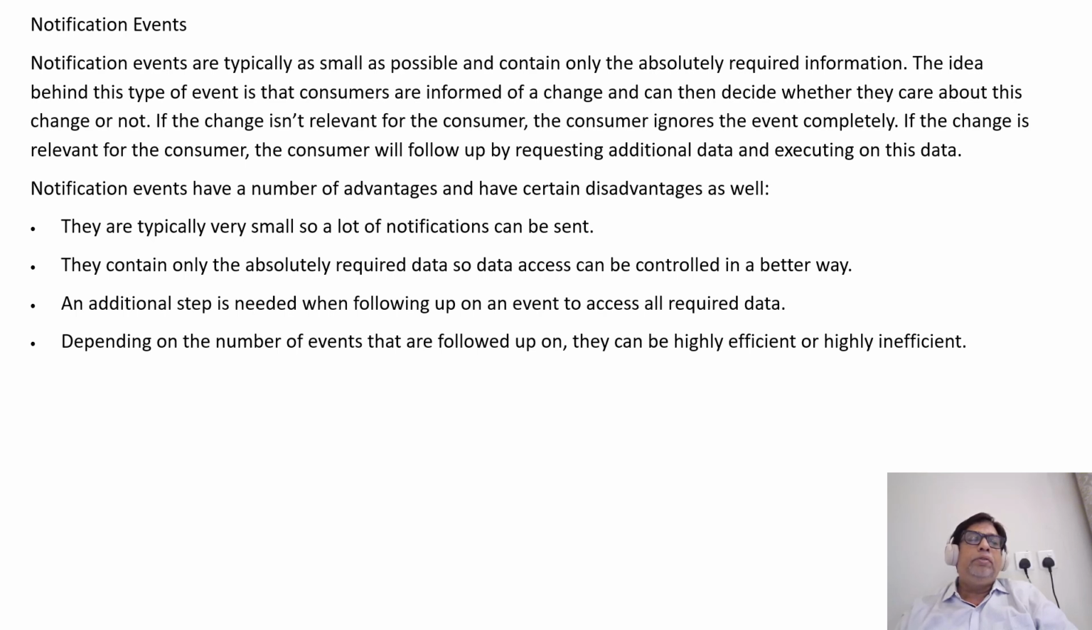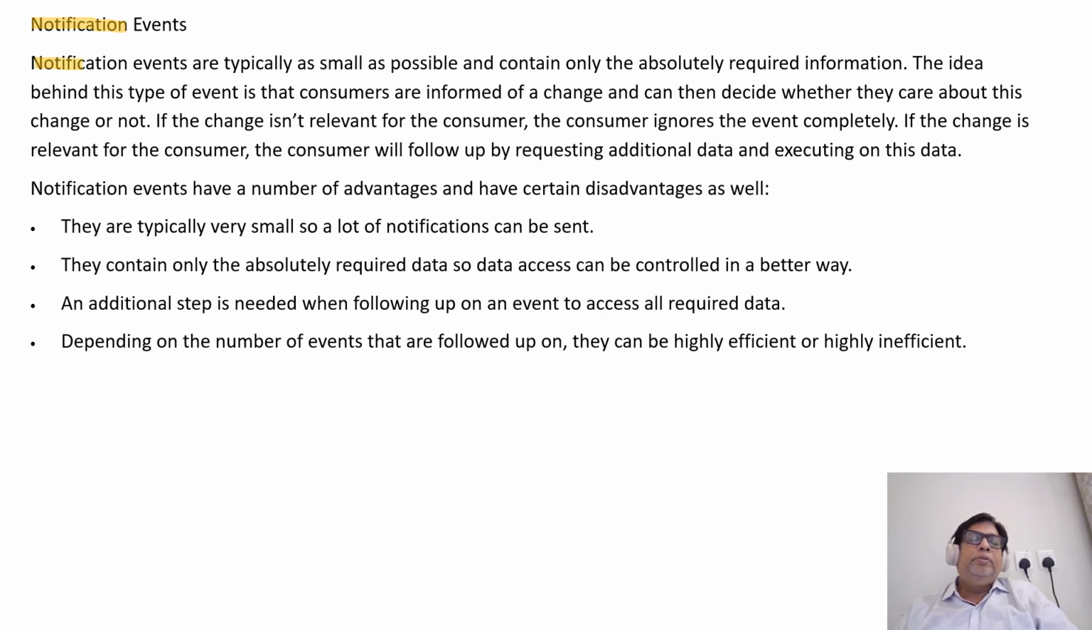Generally, this is the first type of event, the notification event. A notification event is typically small, with only the absolutely required information. It is small in size, which is why it is called a notification. The idea behind this type of event is that when it occurs, consumers are informed of the change and can decide whether they care about this event or not. So generally, it will be a small message. It may not be lengthy. Okay, that is called a notification event.